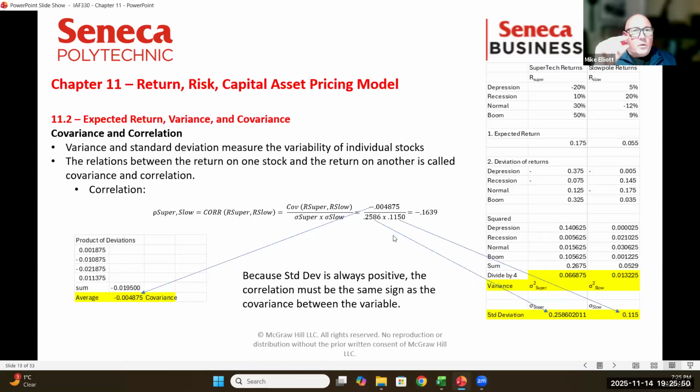So we have a small negative correlation. What that means is if super goes up, we're expecting slow to go down slightly. And in fact, if super goes up 1%, we're expecting slow to go down 0.1639%. Conversely, if slow goes up, we're expecting super to go down. That's what this is telling us within a portfolio.